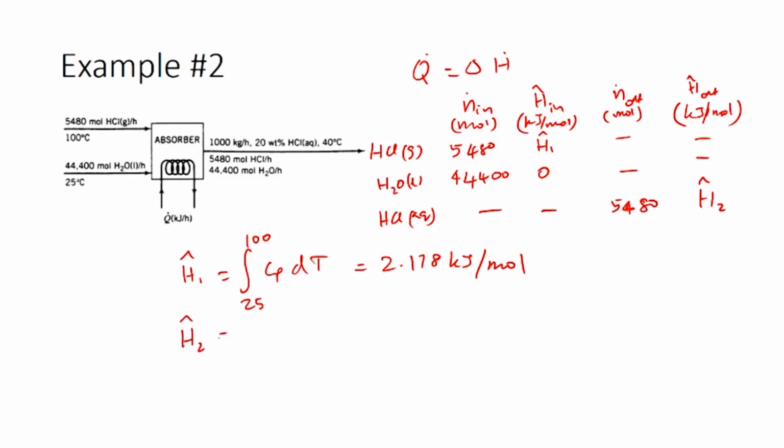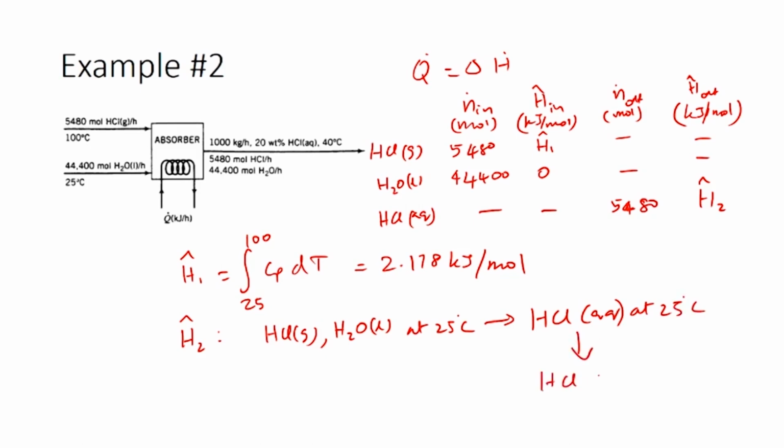H2 cap is basically for the process where you have two steps. The first step is you have HCl gas and water liquid at 25 degrees Celsius forming HCl aqueous at 25 degrees Celsius. From here it goes to HCl aqueous at 40 degrees Celsius. So, this is the process. You have two steps. The first step is the formation of the solution and the second step is the heating of the solution. So, this would mean this is delta T and this is the solution formation.